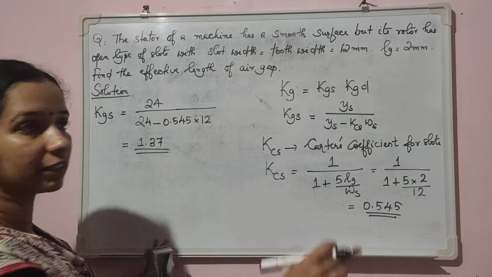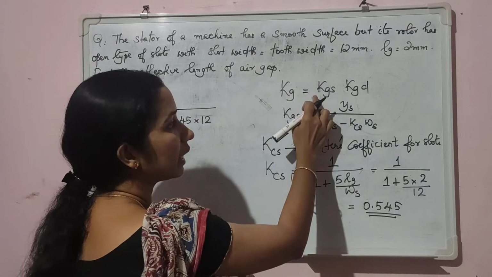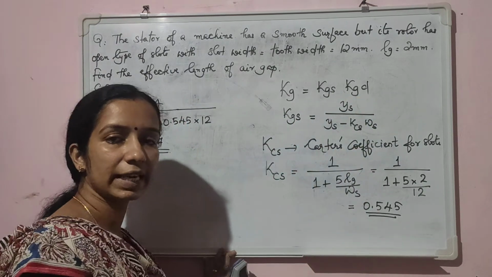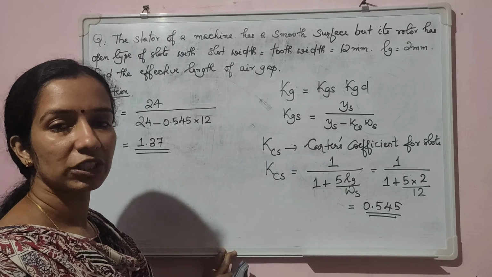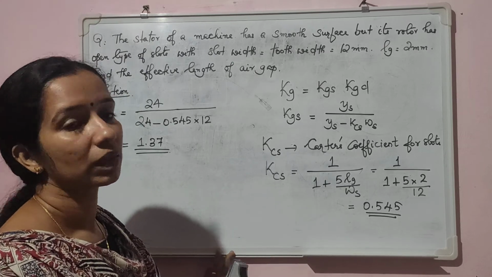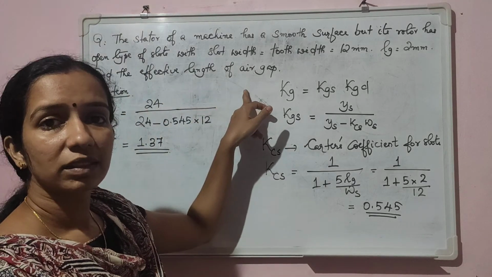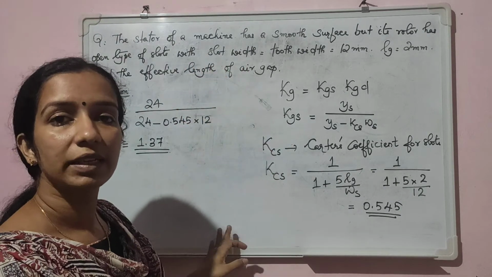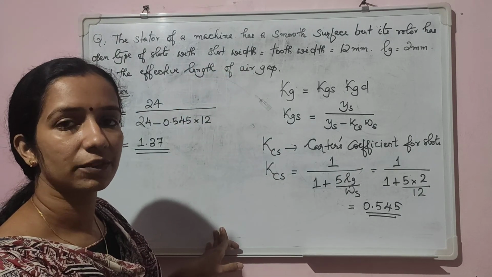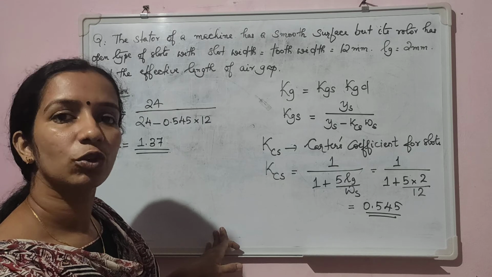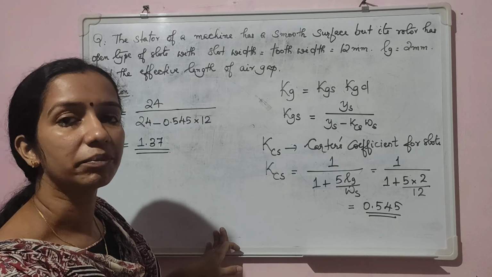Now we need the value of kg, which is equal to kgs into kgd. What is kgd? Gap contraction factor for ducts. But in this question, there is no information regarding the radial ventilating ducts. So we can assume that no ventilating ducts are present in the machine.